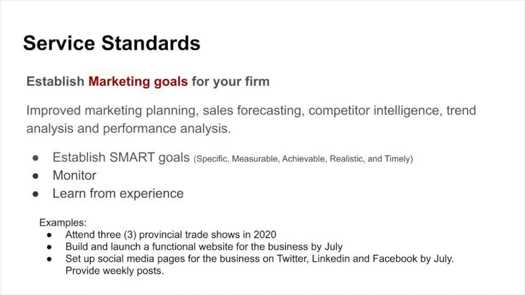Or I got another one there, which is very similar. Set up social media pages for the business on Twitter, LinkedIn, and Facebook by July. Again, 1, 2, 3 platforms by July should be able to be done. And the trick is I've got to provide weekly posts. That's probably the key one. So again, that says I'm committing to do this. So if we look at marketing goals, these are the types of things that you want to set for some sort of a service standard. You need to commit to do certain things and be able to determine whether or not you actually achieve them.